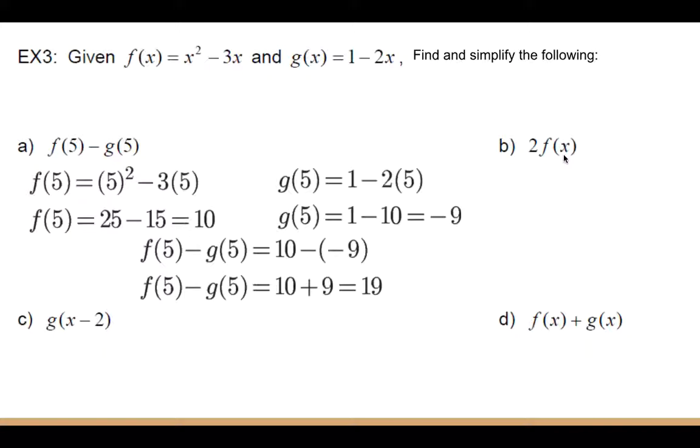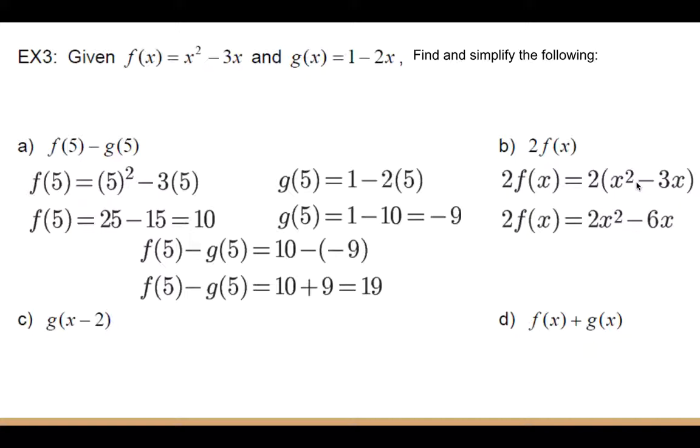Simplifying the second one, it's just telling us to double all the outputs, so double the function. So what we're going to do is just double the function, and the function's x squared minus 3x. And so we double everything, and then the simplified part, you can argue whether that's simplified or not, is just to double the x squared and double the negative 3. So you get negative 6, and that's the distributive law.